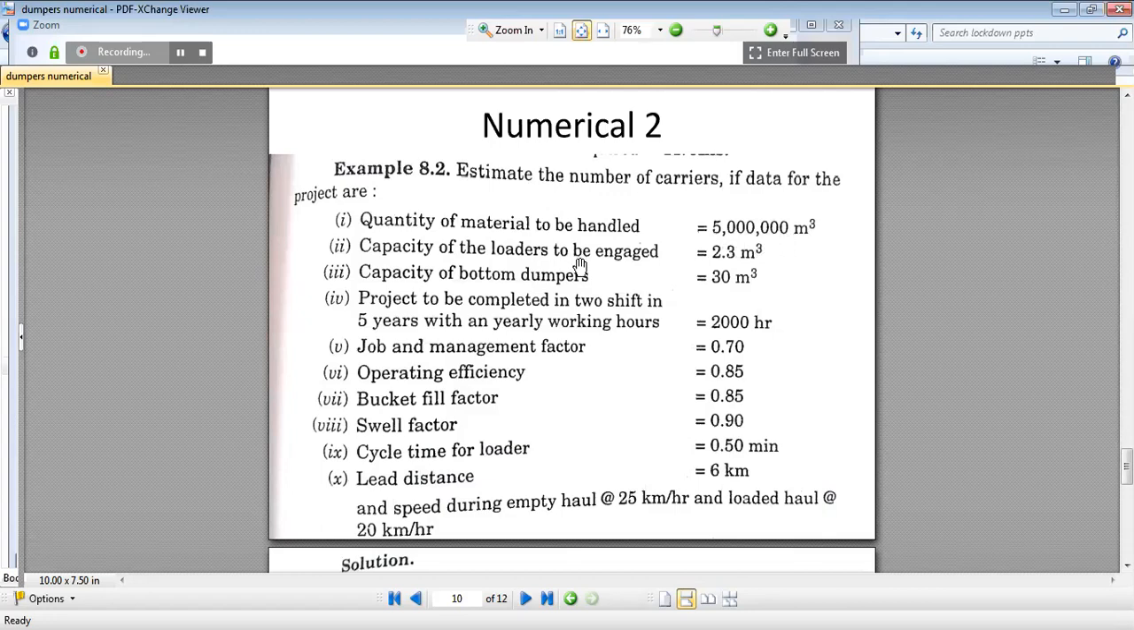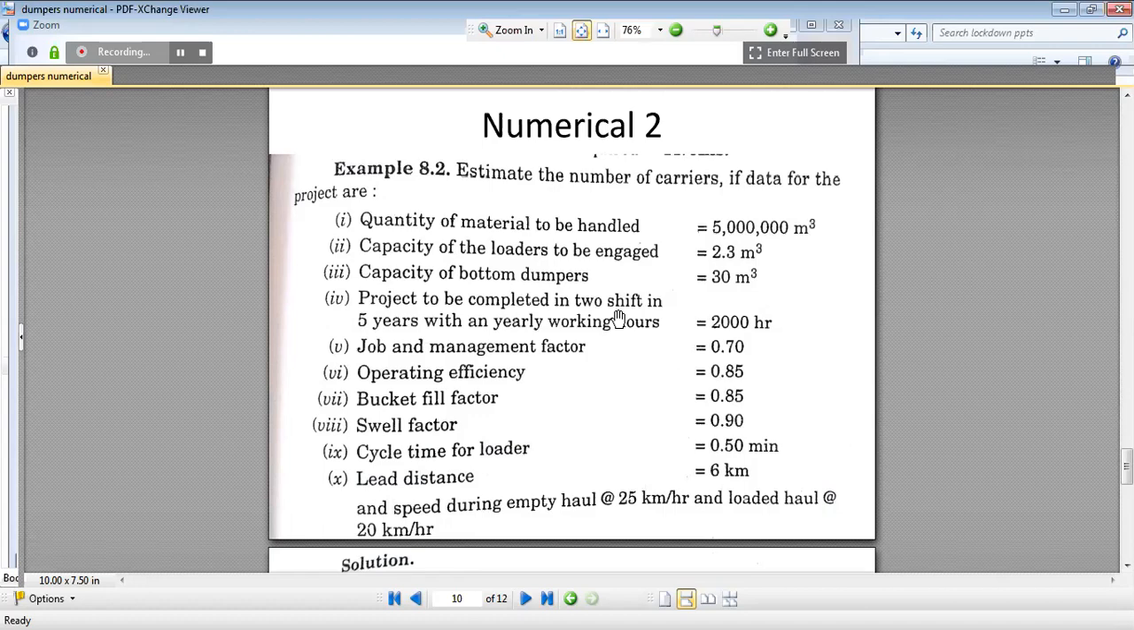Capacity of loader, that is like a front end loader or something of that sort. That capacity is 2.3 cubic meter. Next, capacity of bottom dumper. It is the capacity of the dumper. Its capacity is 30 cubic meter.